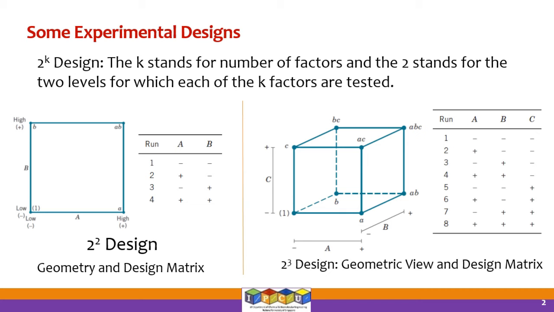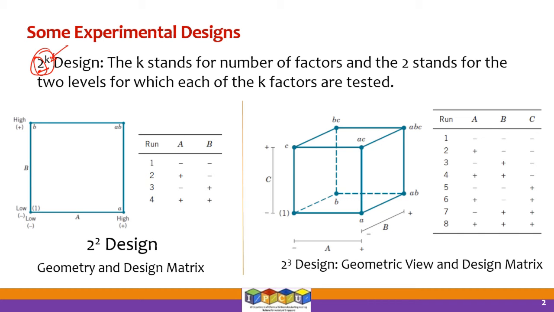The Box-Behnken design, the Doehlert design, and the central composite design, etc. In that line of things, one of the most fundamental experimental designs is what is called the 2 to the power of k design. This 2 stands for the fact that each factor will be tested at two levels, typically called the minus and plus levels or the low and high levels respectively. So each factor will be tested at two levels, and k denotes the number of factors that are there.